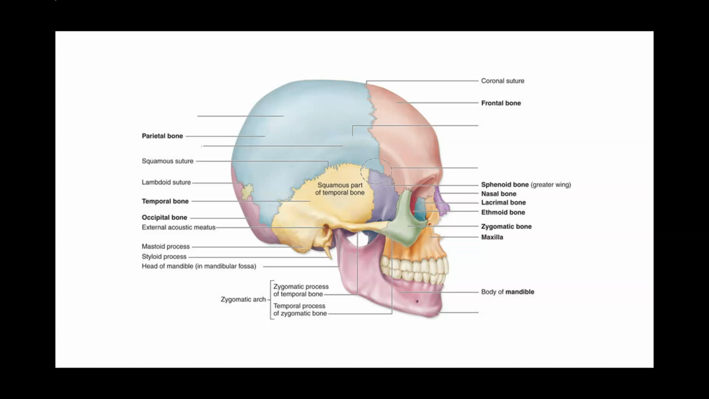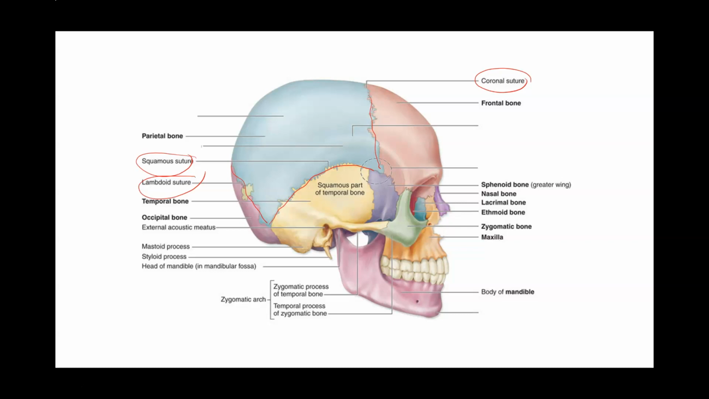With one exception, the joints of the skull are sutures. A suture is a non-movable fibrous joint, and we need to know four of the major sutures. We need to know the coronal suture, which can be seen right here. We need to know the squamous suture, which can be found right there. We need to know the lambdoid suture, which can be found right there. And there's a fourth suture, but it's not seen in this view.